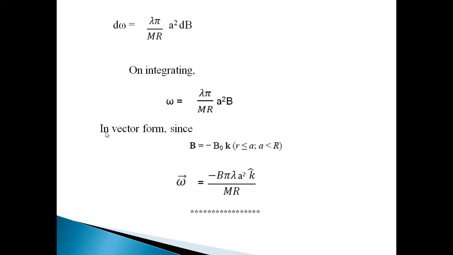So in vector form, we have the angular velocity omega vector equal to minus B into pi lambda a squared by m r into K vector or K cap. You get that as your answer.